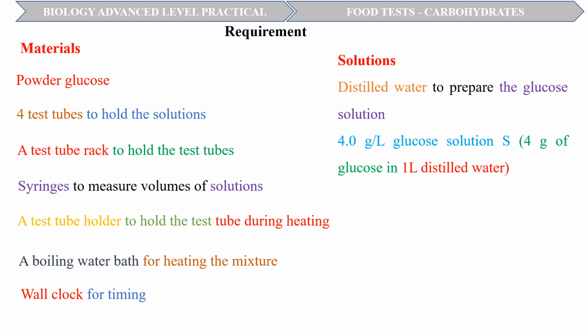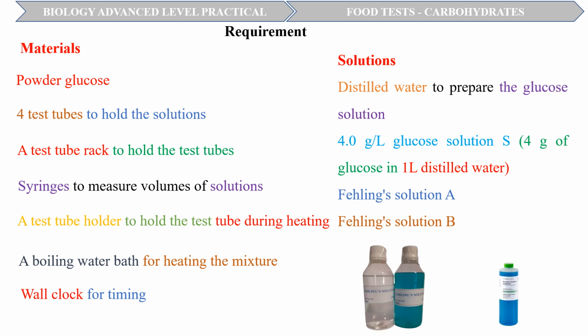As for the solutions, we are going to use distilled water to prepare the glucose stock solution by dissolving 4 grams of glucose in 1 liter of water. This will be called, say, solution S. We also need Fehling solution A and Fehling solution B. Benedict's solution can be used instead.